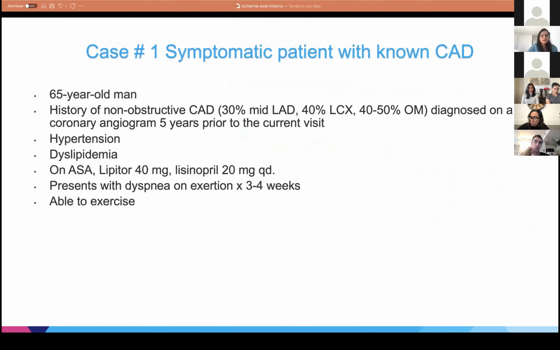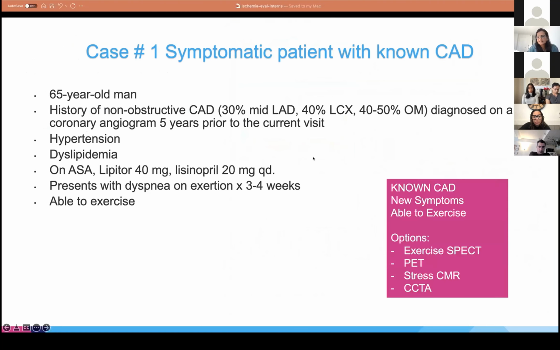We only have a couple of minutes, so I wanted to just quickly show you a couple of examples and then talk about the take-home points. So this was a case of a symptomatic patient. He has known non-obstructive disease, has some risk factors, hypertension, dyslipidemia, presents with dyspnea on exertion for 3 to 4 weeks, and he can exercise.